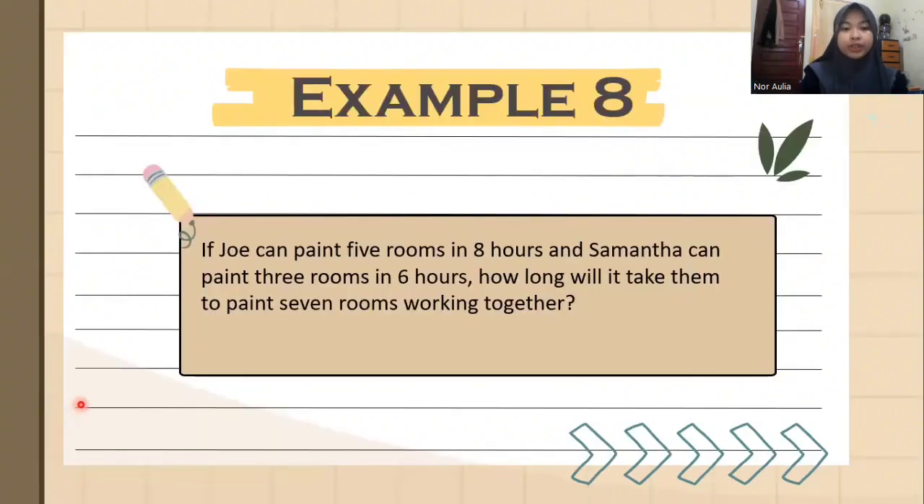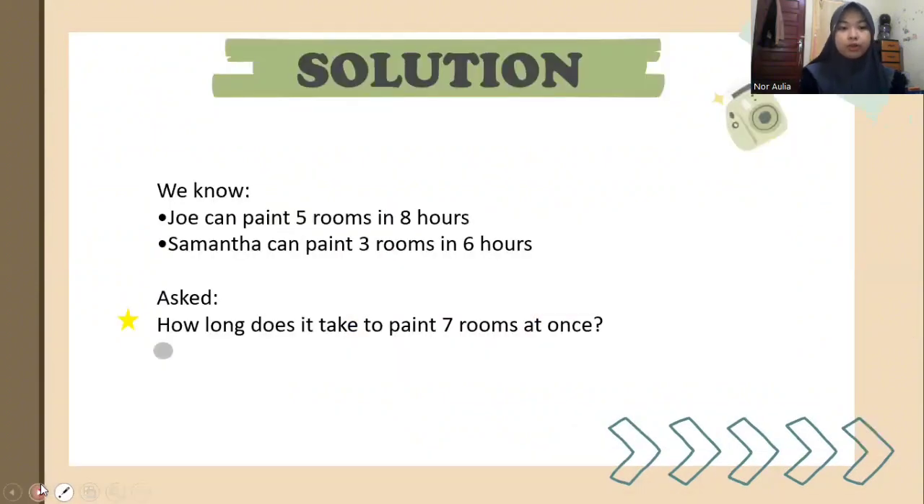Example 8. The question: if Joe can paint 5 rooms in 8 hours, and Samantha can paint 3 rooms in 6 hours, how long will it take them to paint 7 rooms working together? So for the solution, we know Joe can paint 5 rooms in 8 hours, and Samantha can paint 3 rooms in 6 hours. The ask is how long it takes to paint 7 rooms at once.